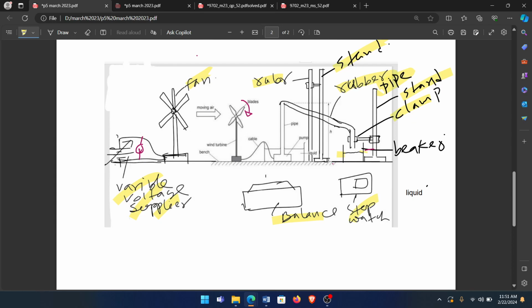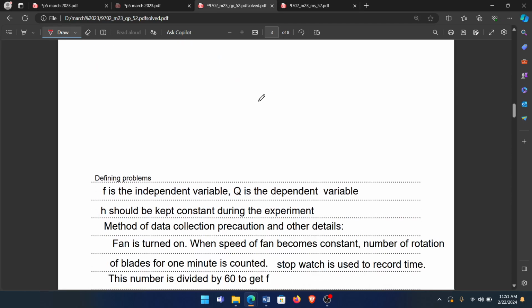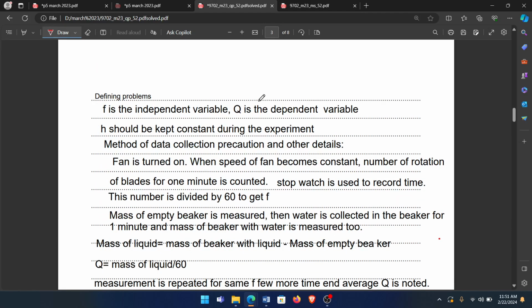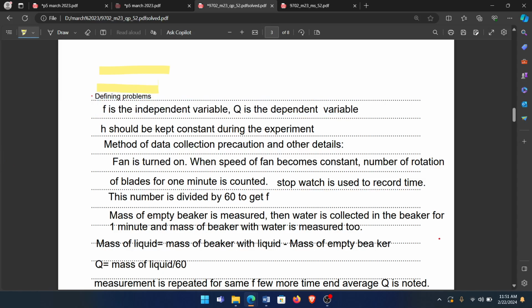Now you don't need to describe this apparatus. Don't write anything on this, it has been added to the diagram. Directly go to the point. What you may write this way: defining problems.